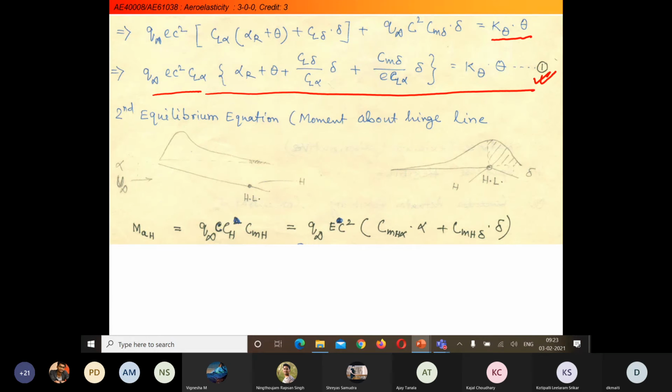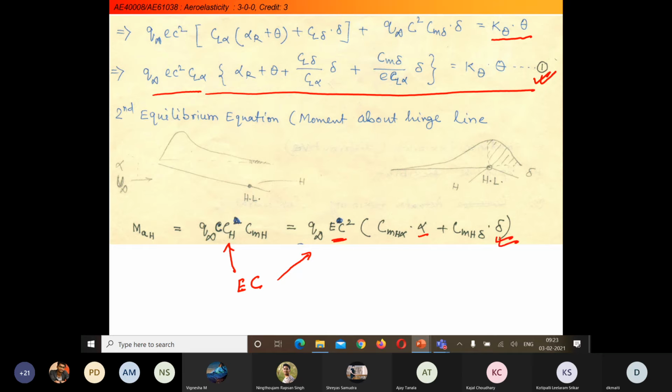Now I am coming to the second equilibrium equation. Whatever aerodynamic moments are developed, that is Q infinity C into CH, where CH is the chord length of the control surface, multiplied by CMH. Or we can write Q infinity E C square, since CH is basically E into C. So it becomes Q infinity E C square, and CMH is CMH alpha into alpha plus CMH delta into delta.